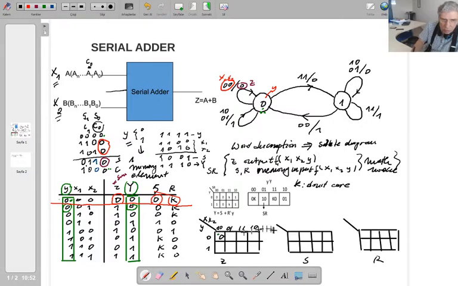So 0, 0, K. Second line, 1, 0, K. Second line is 0, 0, 1, isn't it? 0, 0, 1. Second line, 1, 0, K. So third line, now this one. 0, 1, 0. So that's that column, isn't it? So my Z values are 1, 0, K. Okay, then 1, 0, K. And this fourth one now, 0, 1, 1, this is that cell. So my values are 0, 1, 0.